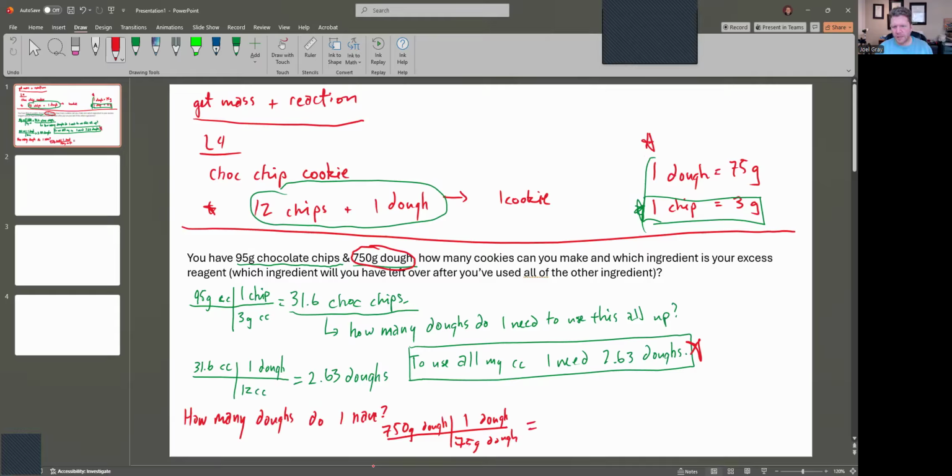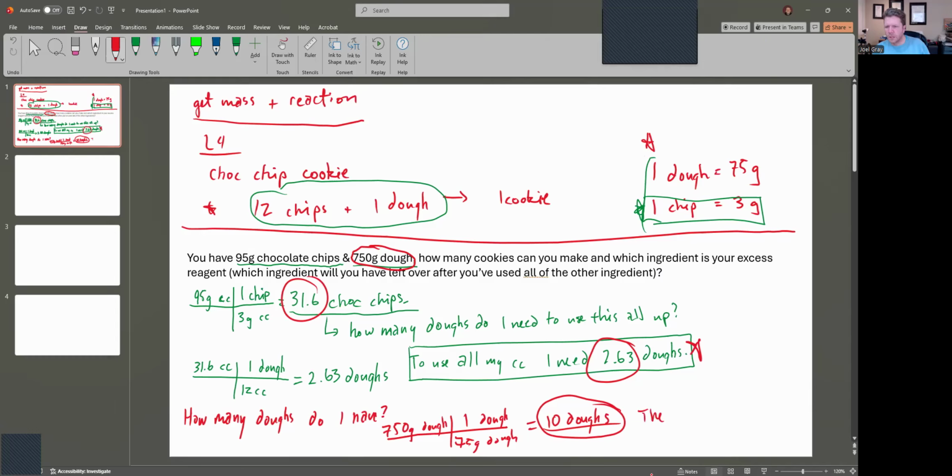Well, 750 divided by 75 is 10 doughs. So I could go back to my original points here, or I could just look at this and say, okay, I have 10 doughs to work with. I have 31.6 chocolate chips. To use all of my chocolate chips, I would need 2.63 doughs. Well, I have 10.